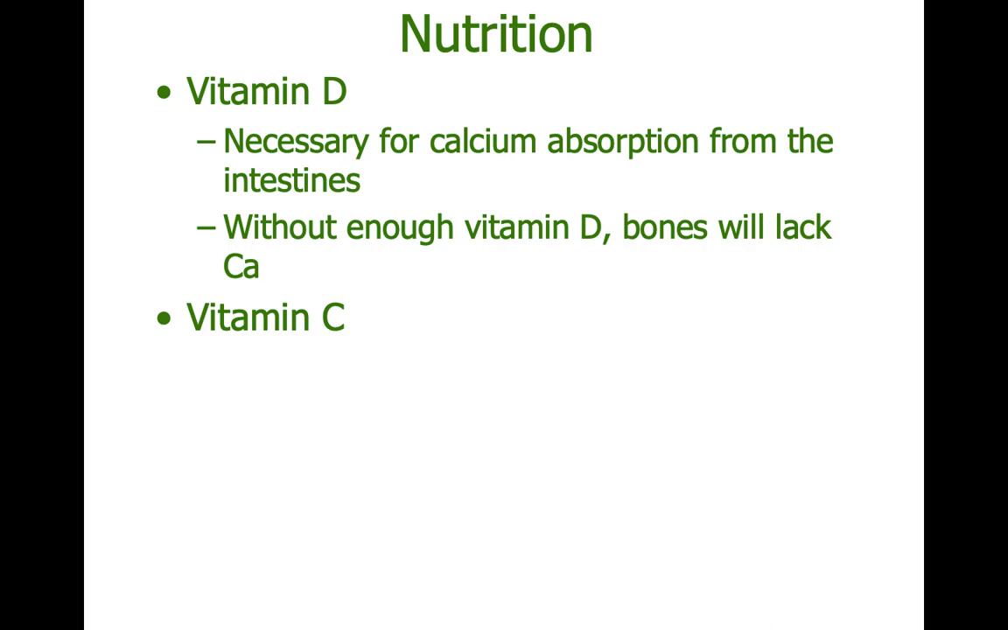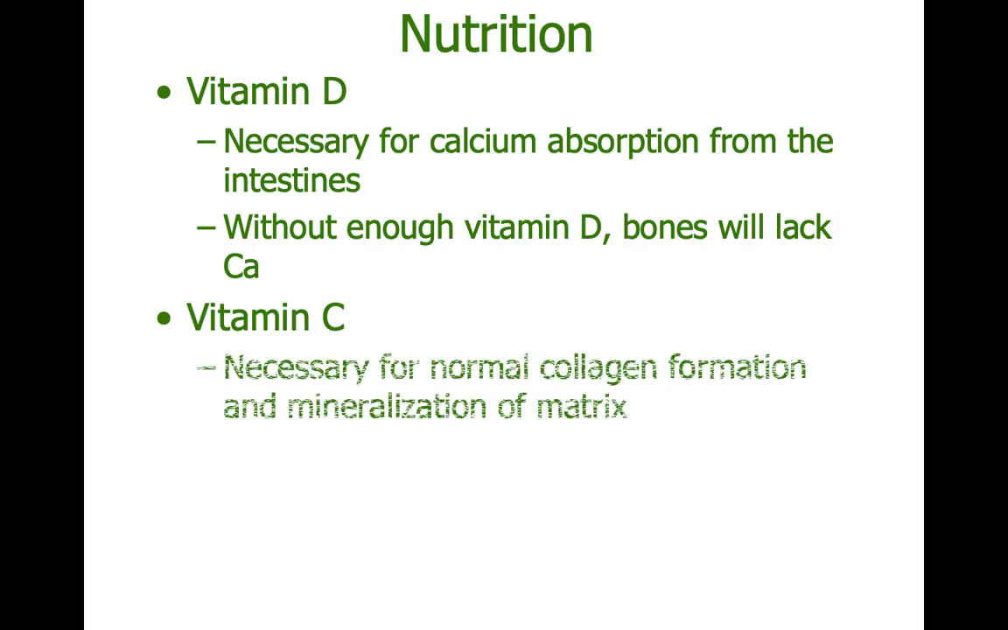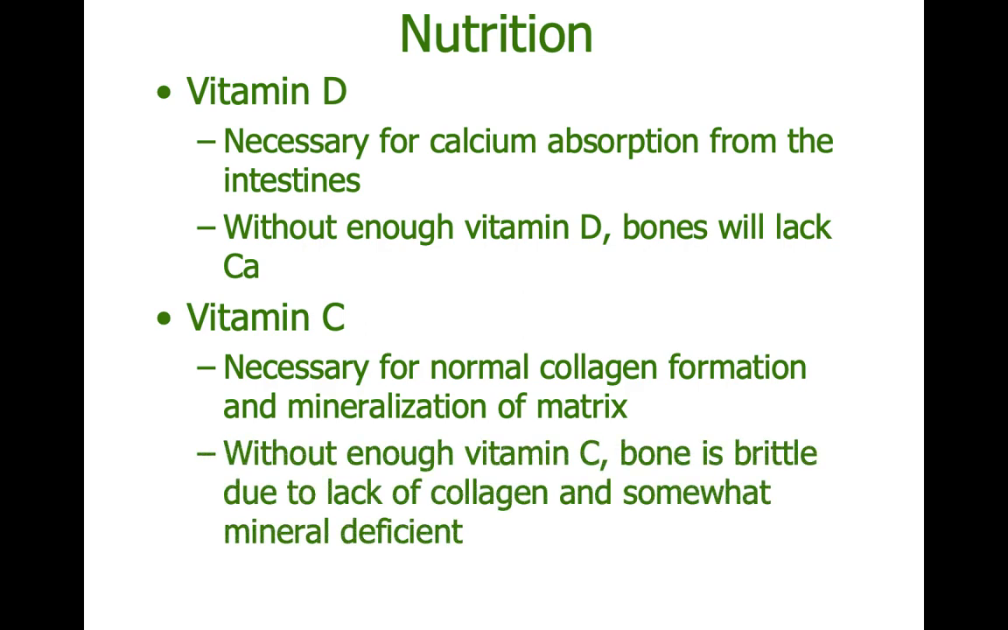Vitamin C is next. Necessary for normal collagen formation and mineralization of the matrix. So we need vitamin C for both the organic and the inorganic portion of the bone matrix. Without enough vitamin C, the bone is going to be brittle due to the lack of collagen and somewhat mineral deficient.